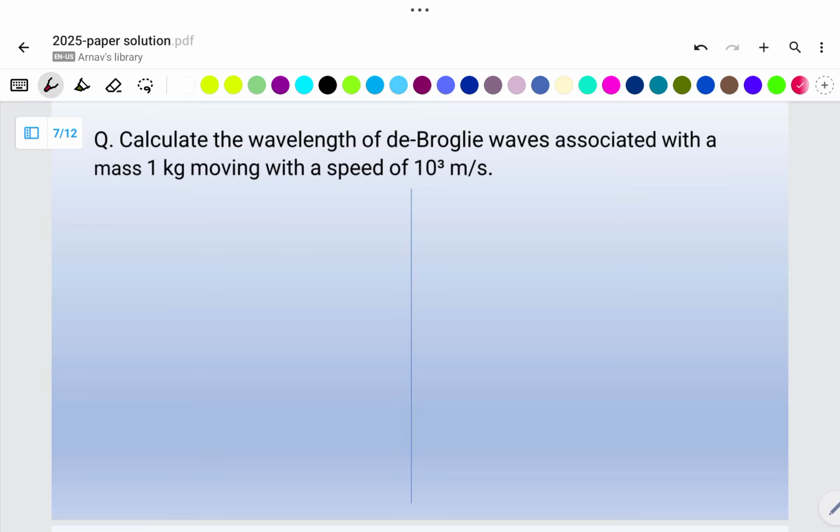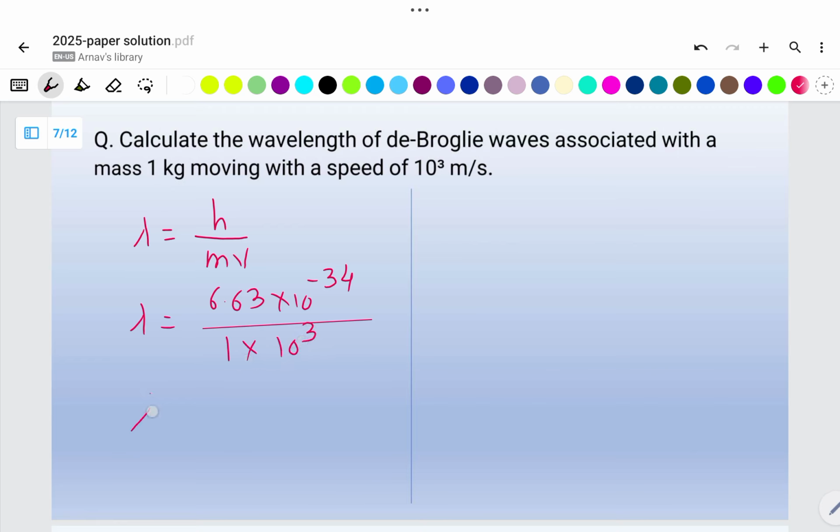Calculate the de Broglie wavelength associated with a particle of mass 1 kg and the given speed. So we know the de Broglie wavelength is h upon mass into velocity. So 6.63 into 10 to the minus 34 joule second divided by mass, given as 1 kg, multiplied by speed, given as 10 to the 3. So the wavelength comes to be 6.63 into 10 to the minus 37 meter.